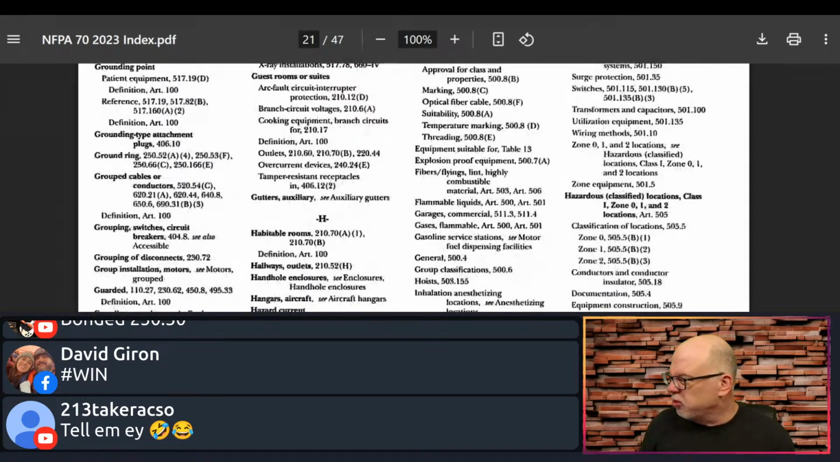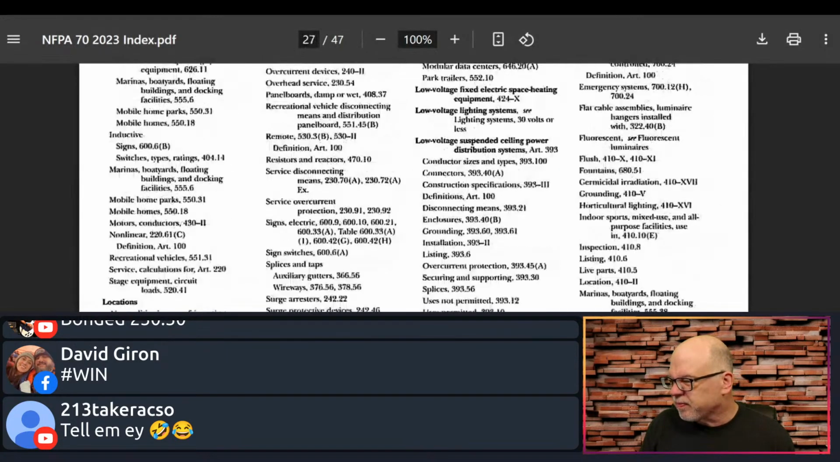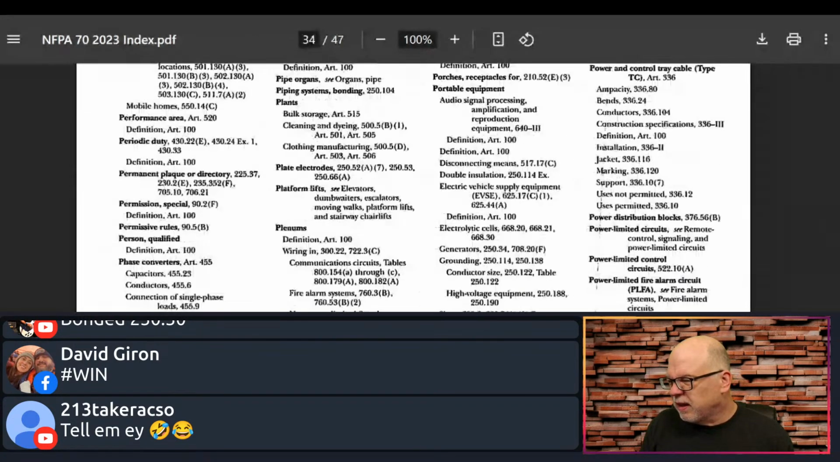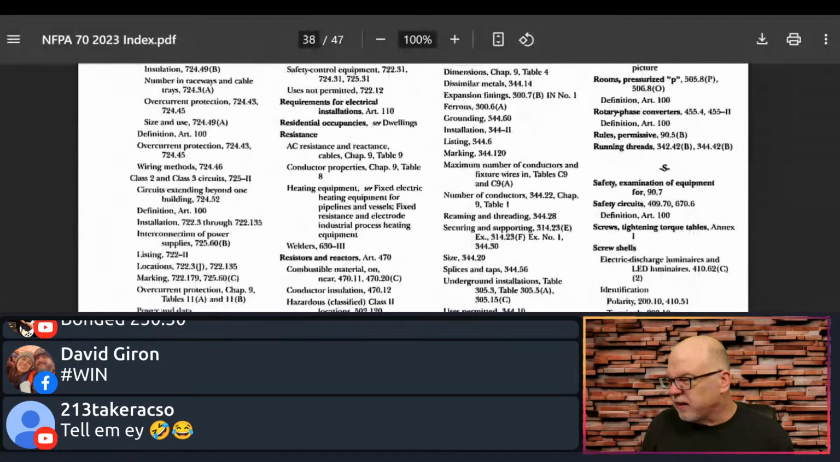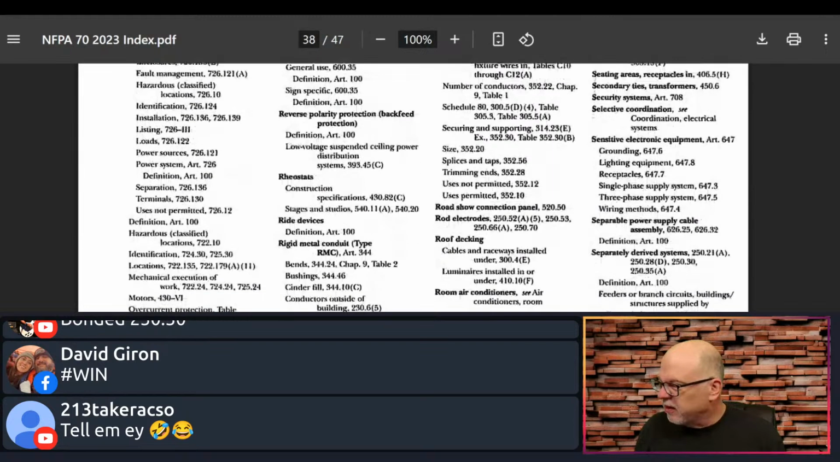All right, let's go to separately derived system because I want to see if there happens to be anything under there. Let's see here. Y'all are following along. Okay, let's get down here. Okay, separately derived systems right here. We do see under separately derived systems, there is a 250.21, there's a 250.28, there's a 250.30. Okay, all of these, let me show you right here. Oh, you can't see it right here.